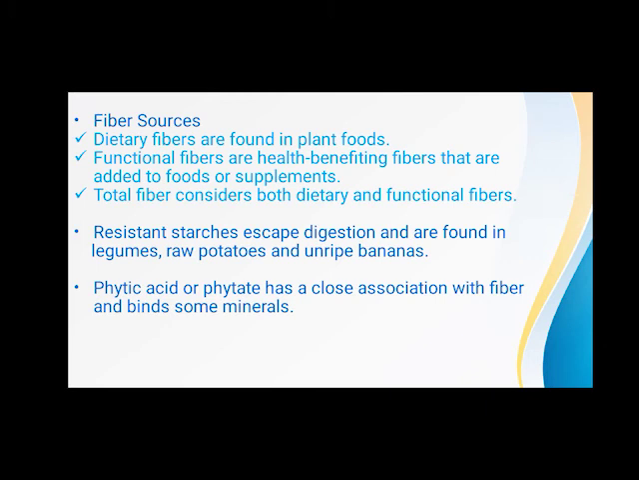Next is resistant starches. Resistant starches escape digestion and are found in legumes, raw potatoes, and unripe bananas. Phytic acid, or phytate, has a close association with fiber and binds some minerals.